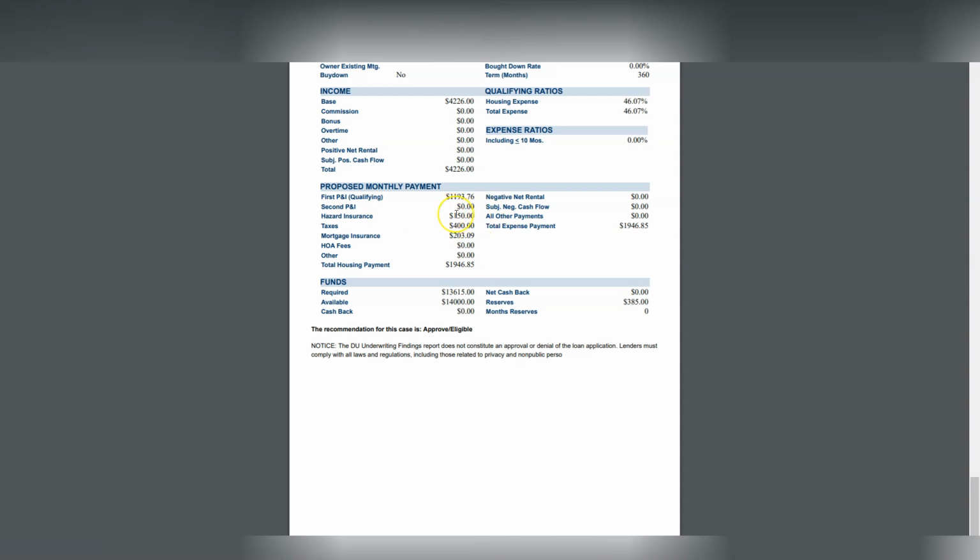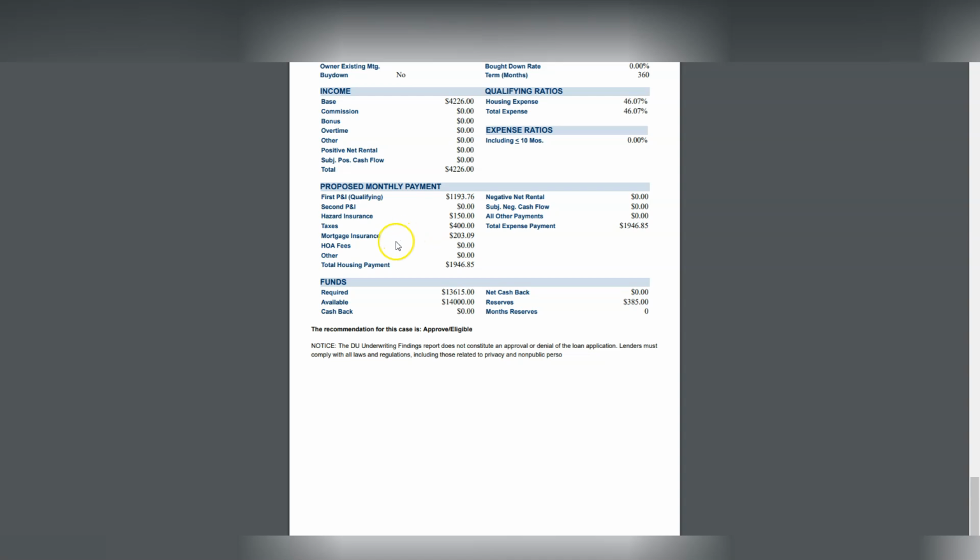The estimated hazard insurance that we use to qualify this borrower is $150 per month. This will be different depending on the age of the home, the area where you're purchasing, and the insurance companies in the area and the state where you're in. But this was what was used to estimate for this borrower. In terms of property taxes, it says $400, and that's also an estimate.